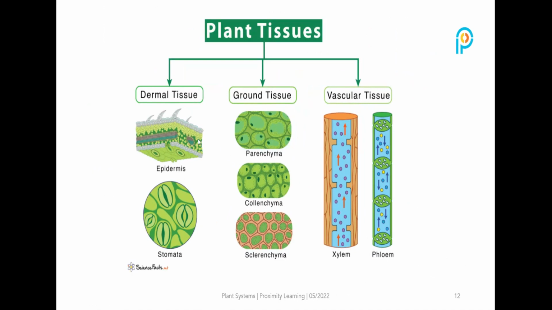And this just shows you the difference in the dermal, the ground, and the vascular tissues. So the dermal, you've got the epidermis and the stomata. The ground, the parenchyma, collenchyma, and sclerenchyma. I can't say it. And then the vascular tissue is the xylem and the phloem. So the xylem up, phloem down.